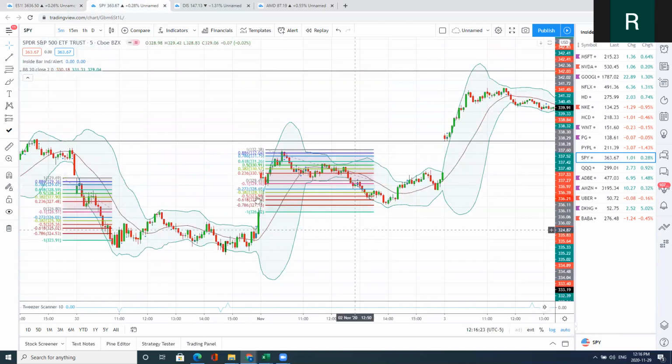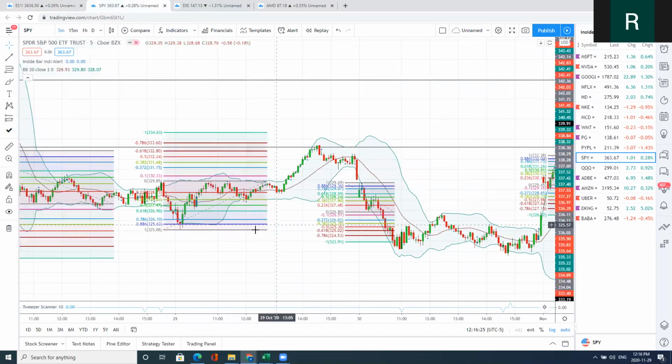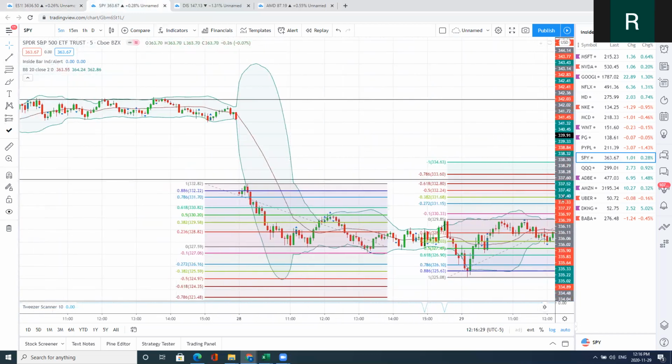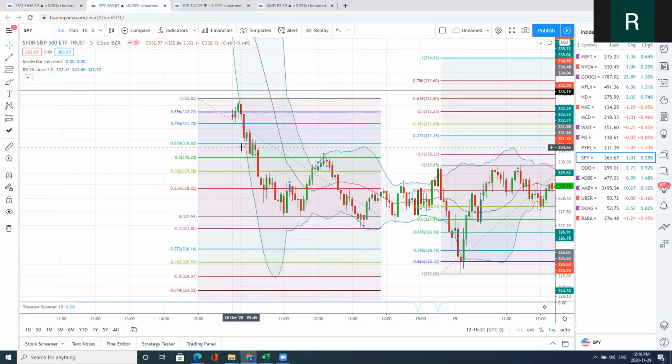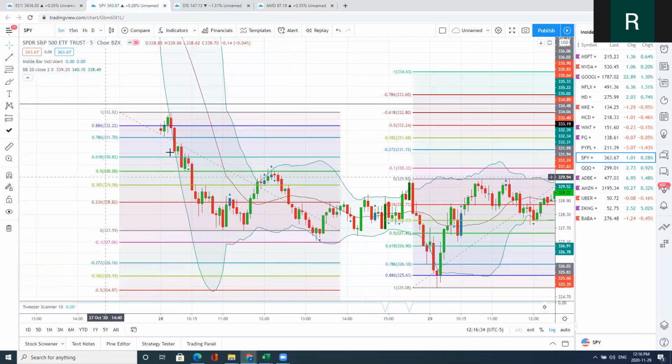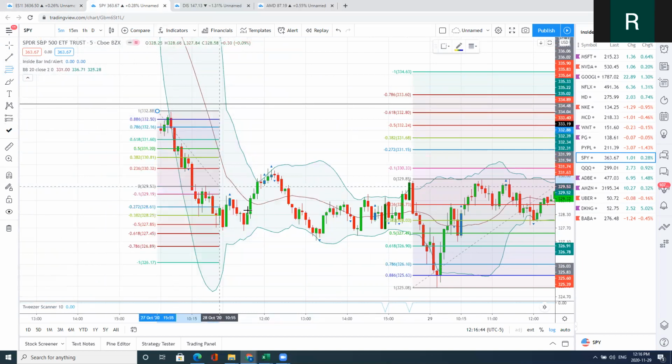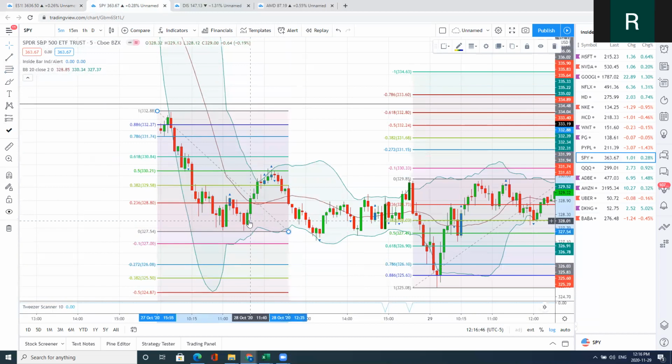So here's SPY on the 5-minute chart. And I have a few examples here for us to look at. So the first one is back on October 28th. And we had a gap down and a big push down. And we draw the Fibonacci. I'm going to draw them with you again so you can see from the high to the low. And this low is, guess where?